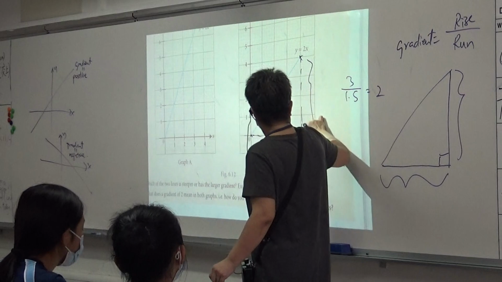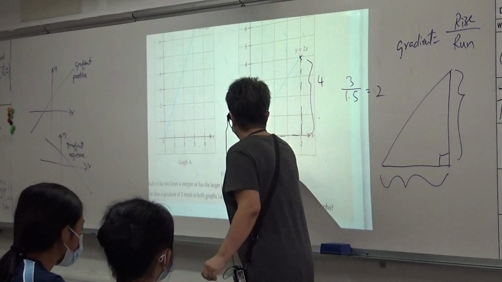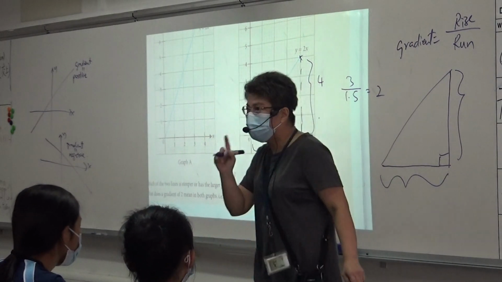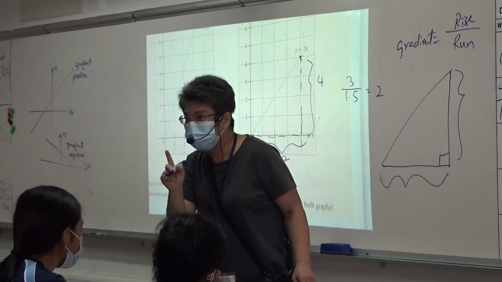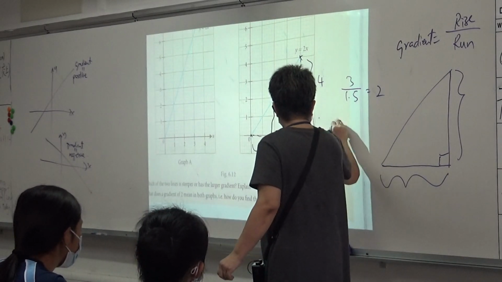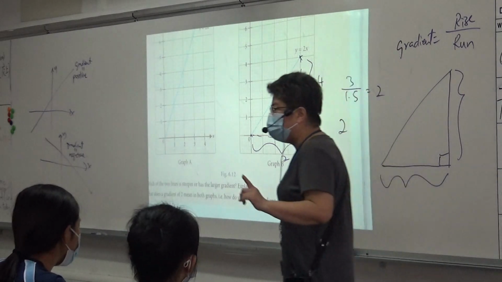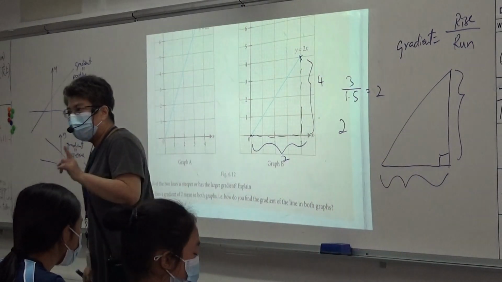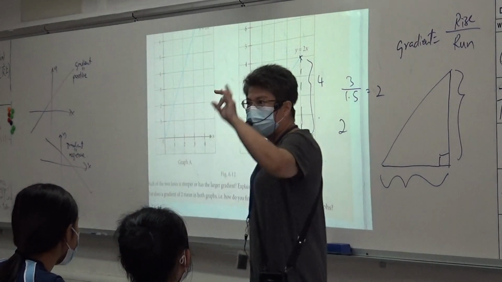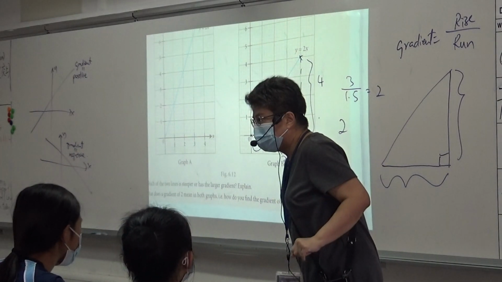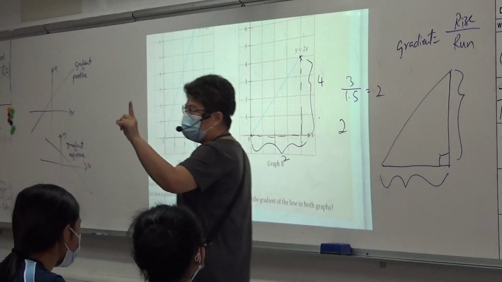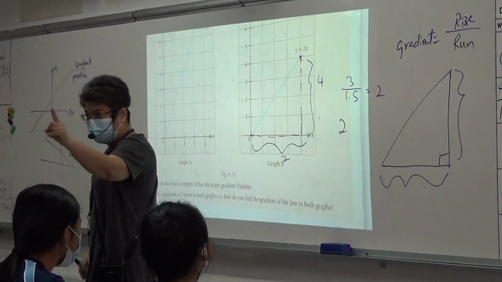How many units here? 4. How many units here? 2. It must be according to the scale. Understand? So can you see it's 4 over 2, the answer is still 2. Okay? So it also depends on the scale that you use. Understand? But the moral of the story is choose 2 points convenient and then you calculate. Okay? But first thing you decide, is it positive or negative first?